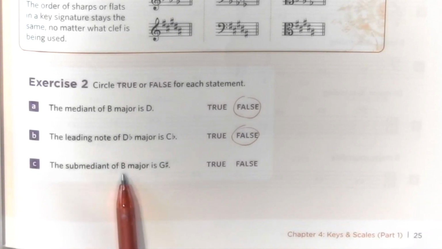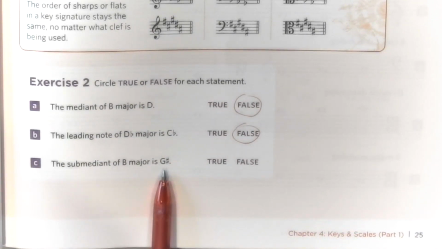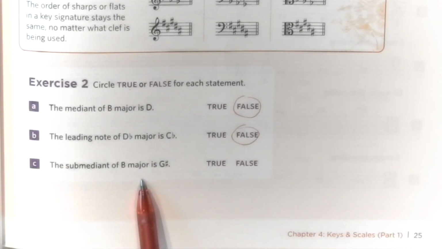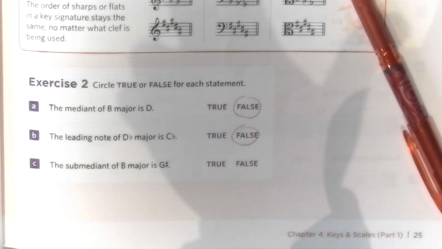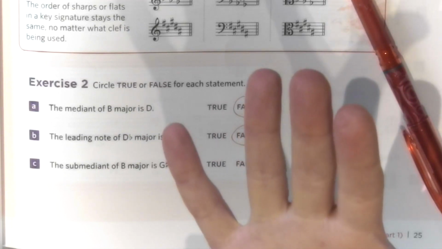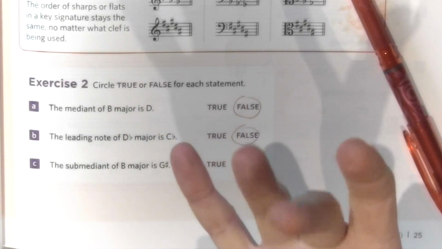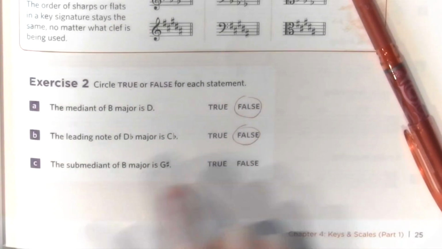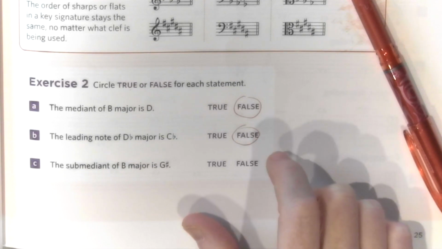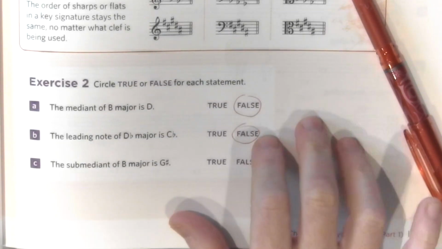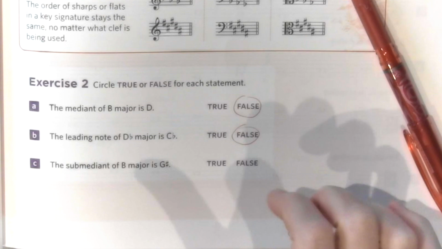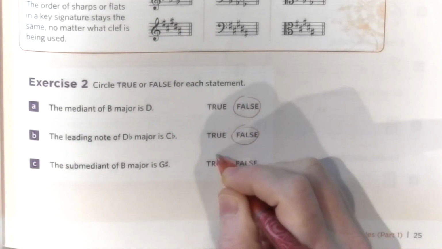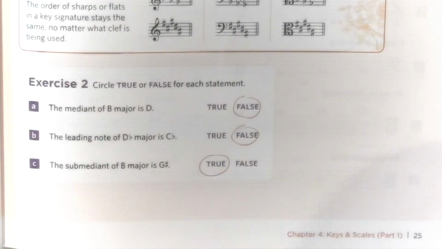The submediant of B major is G sharp. Now, we said that already, that B major has 5 sharps. Fa, Do, Sol, Re, La. Fa, Do, Sol. So sharp. The submediant is the 6th degree. So Si, Do, Re, Mi, Fa, Sol. That's the 6th. So Sol sharp is the submediant of B major. That's true.